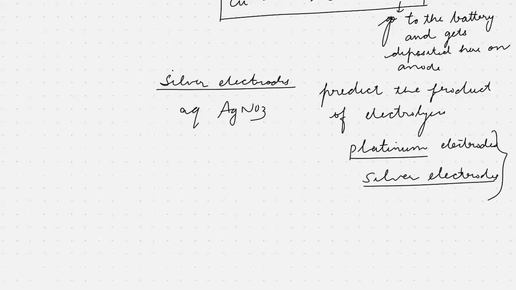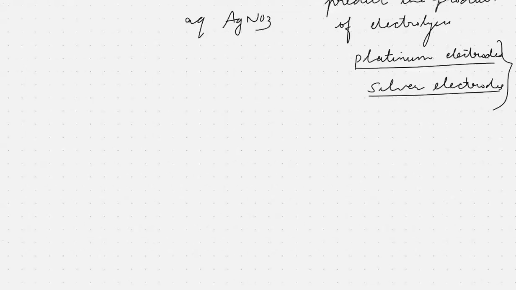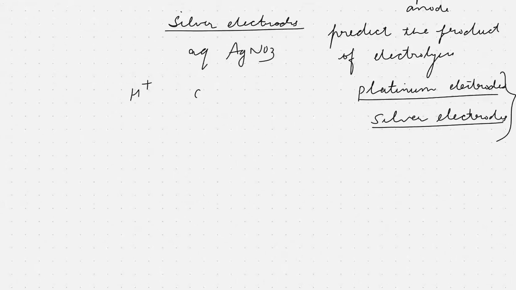So how do we go about it? With platinum electrodes, we have H plus and OH negative coming from water, and we have AgNO3. That means what? Ag plus and NO3 negative. Got the point? So when we have H plus and when we have OH negative, what does that mean?